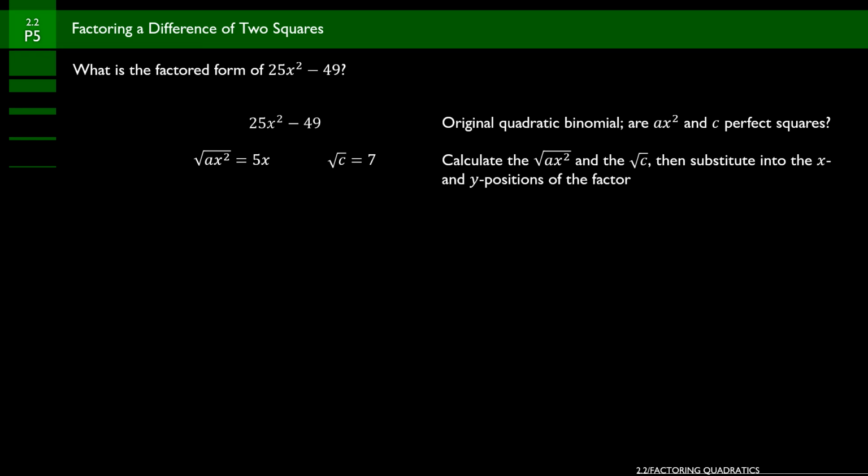So then we just take the square root of ax squared, which is 5x, and the square root of 49, which is 7, and then we put those into our factors as 5x plus 7 and 5x minus 7, and you're done.